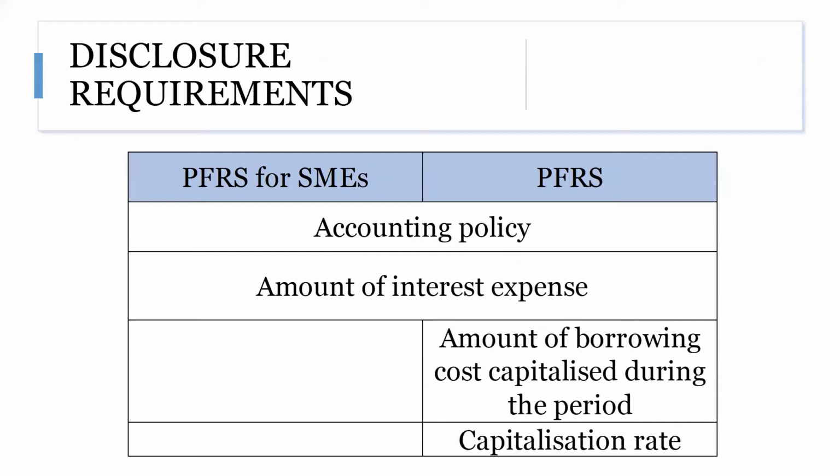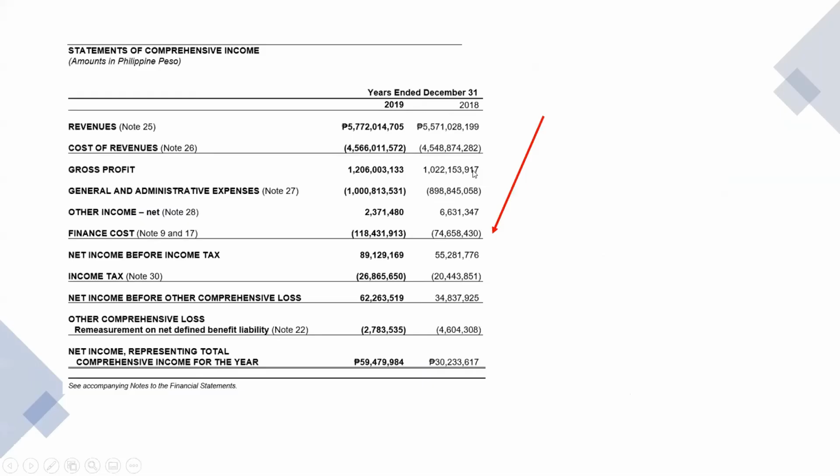So, what are the disclosure requirements for borrowing costs? So, accounting policy, yung amount of interest expense, and for full PFRS, the amount of borrowing cost capitalized during the period and the capitalization. So here in our example, statement of comprehensive income, naka-separate line item yung finance cost.